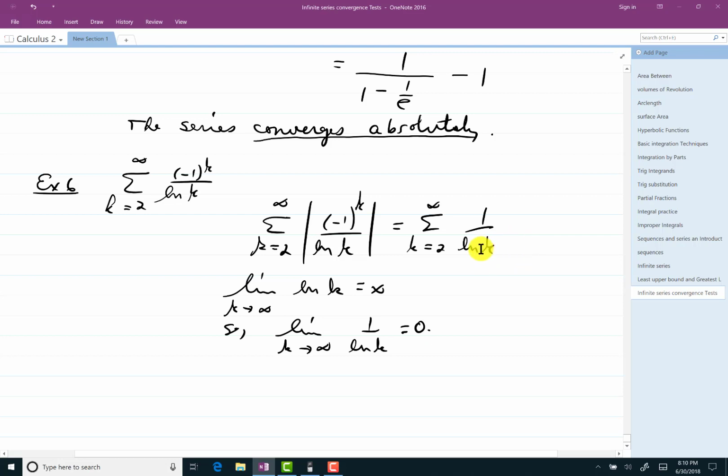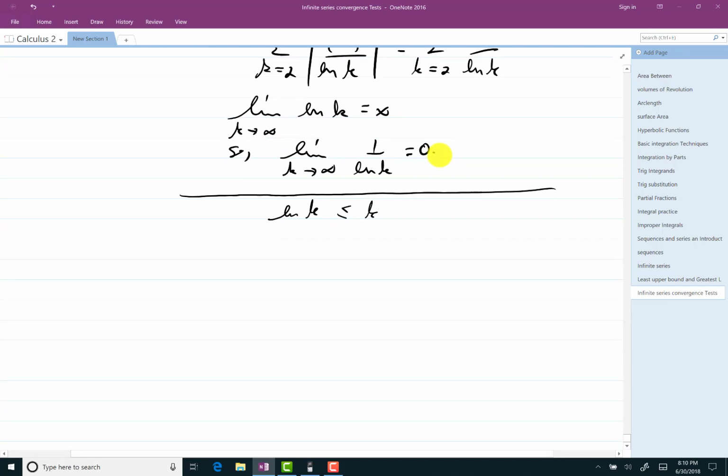While the terms are all positive, how do they compare to something? Well, let's see if you know this. ln of k is less than or equal to simply k. k starts at 2 now, so let's see if that's true. I think perhaps a picture may be the best way to do it.